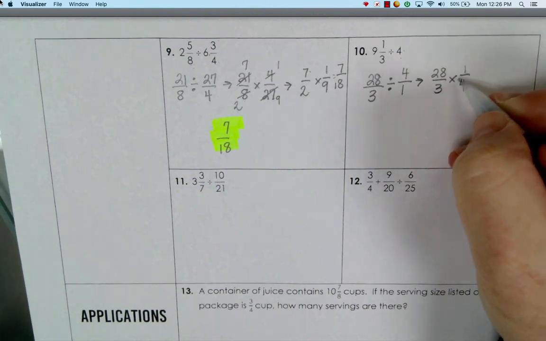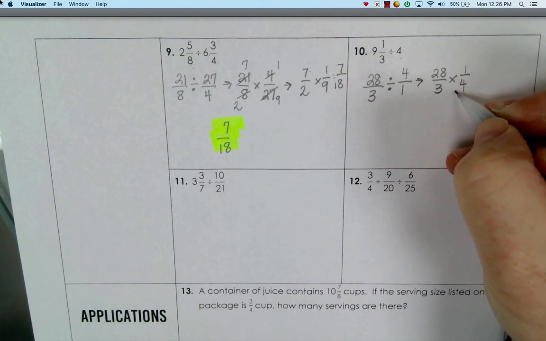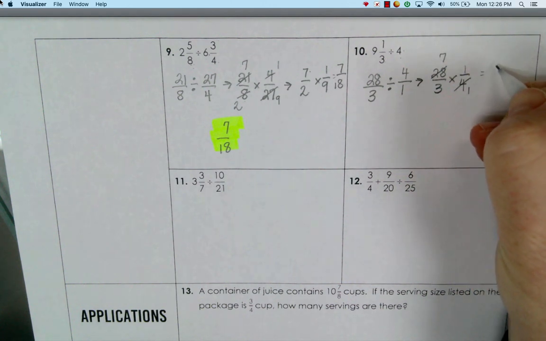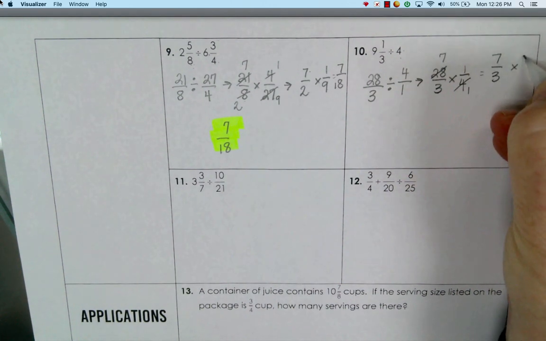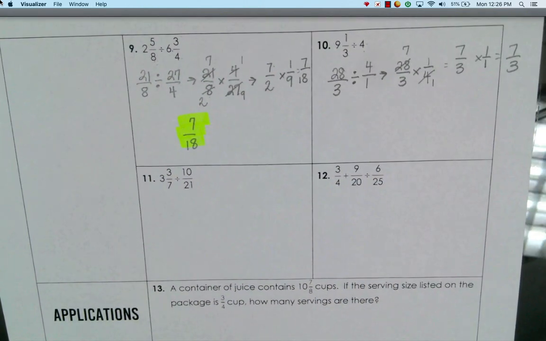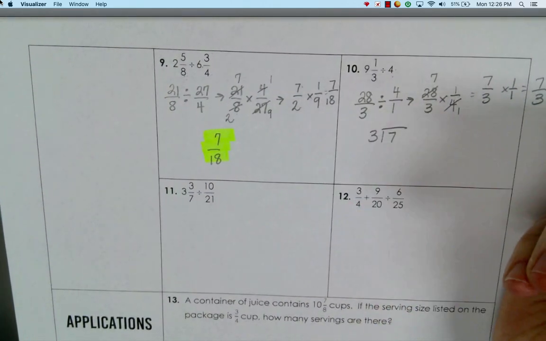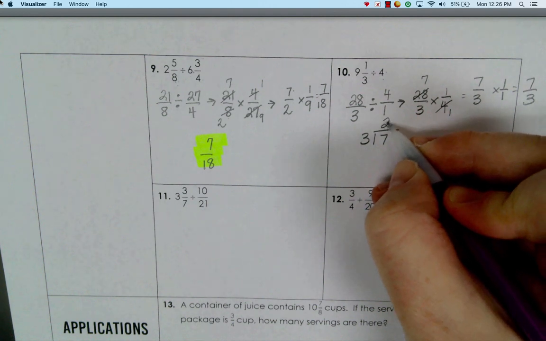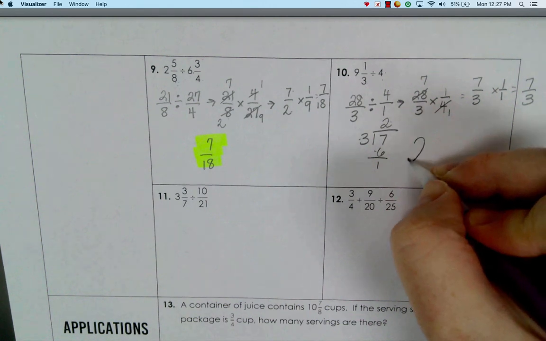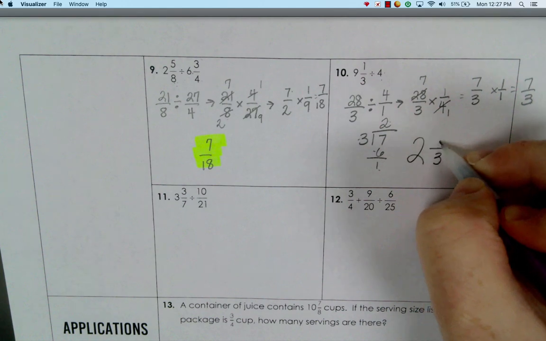And let's see, can I cross simplify 3 and 1? No, but I can cross simplify 28 and 4. 4 divided by 4 is 1. 28 divided by 4 is 7, and I get 7 over 3 times 1 over 1, which is 7 over 3. Now I got to divide. 7 divided by 3. 3 goes into 7 twice. 2 times 3 is 6. So my quotient is my new whole number. Denominator stays the same. Remainder is my new numerator.